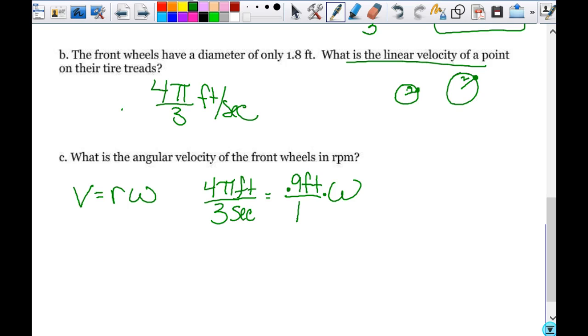I need to get omega by itself. So I am going to multiply by the reciprocal, right? So that means that omega is equal to 4 pi feet for every 3 seconds times 1 over 0.9 feet. Everybody with me so far? Now, I haven't actually multiplied anything out yet, but we'll get there in just a second.